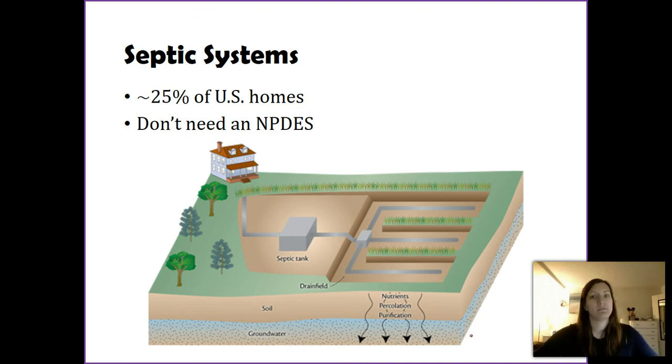So again, you don't need an NPDES for it. More than likely, if you're living in a city or even a large town, you don't have a septic system. These are more older towns or homes that are further spread apart. But keep them in mind as well, because they have wastewater too. It's just that their wastewater is treated differently.